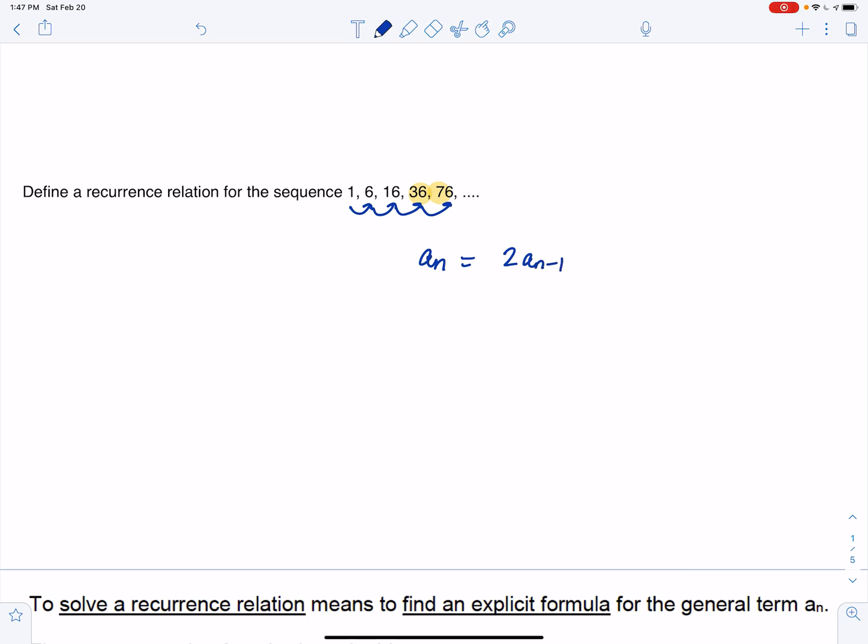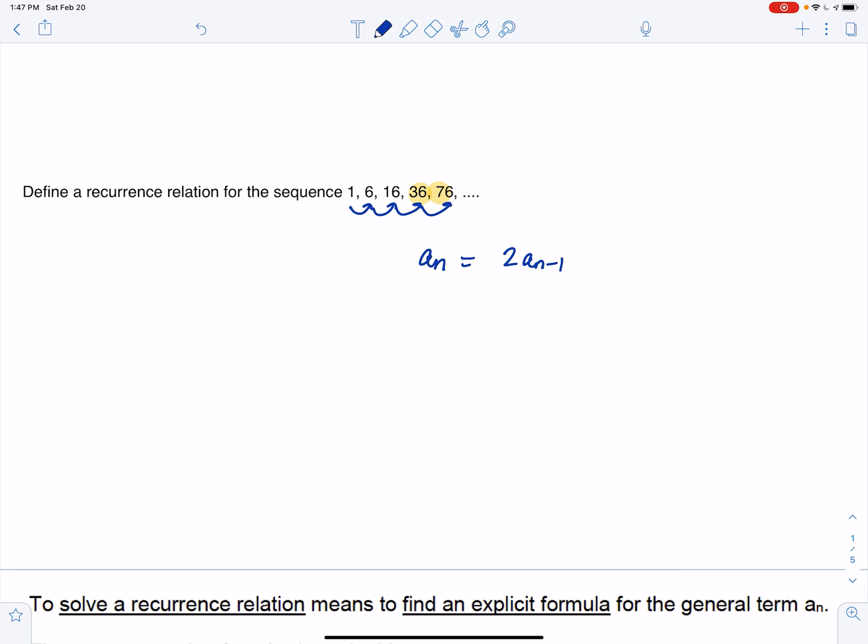So let's just see what happens here. If I double 1, I get 2, but then I have to do something to get 6. I'm going to say I'm going to add 4. Let's see if that holds the same as we go through the other terms. If I double 6, I get 12. Add 4, get 16.